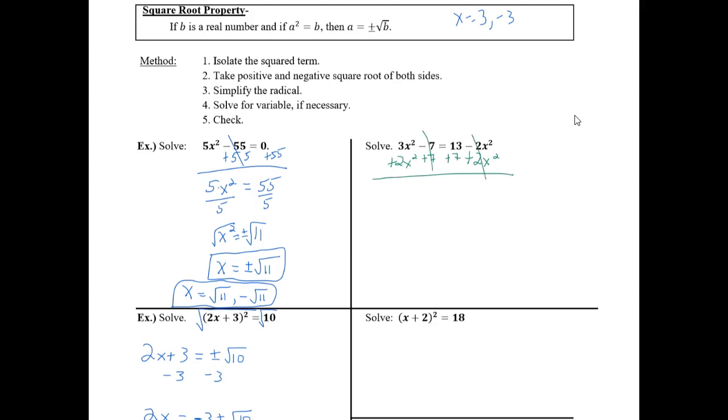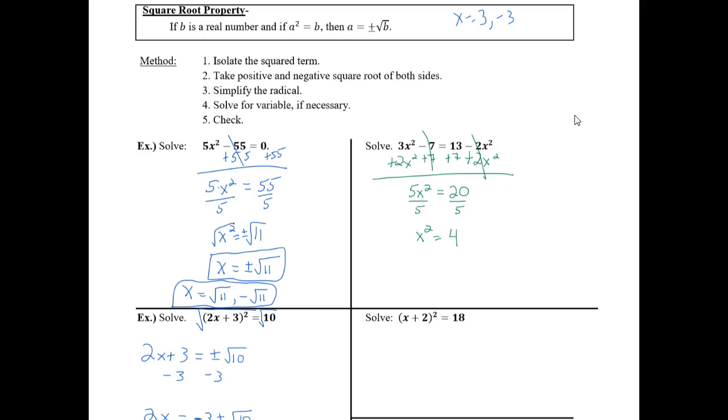So that's 0, that's 0. 3x squared plus 2x squared is 5x squared. And 13 plus 7 is 20. And then I'm going to divide both sides by 5 to get that x squared term alone. And I have x squared equals 4.